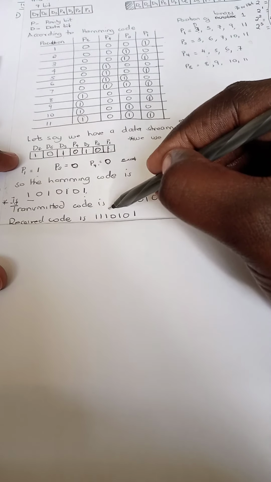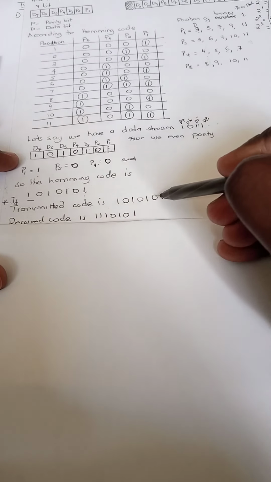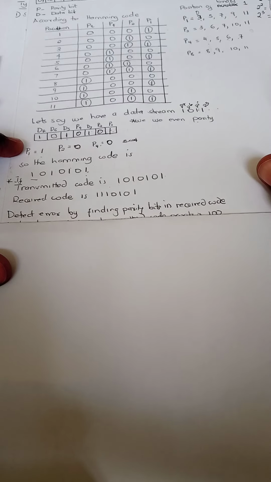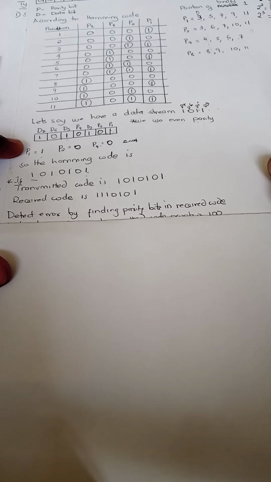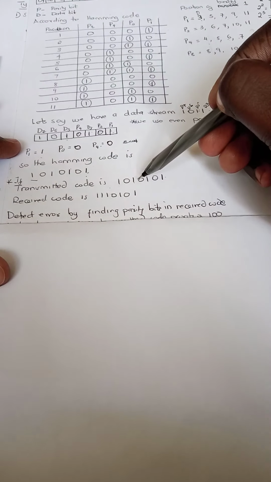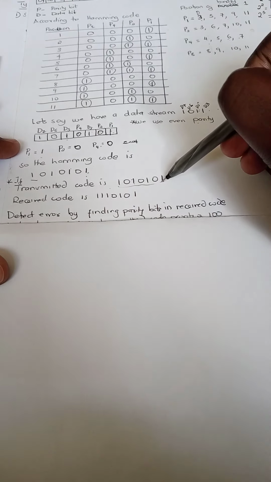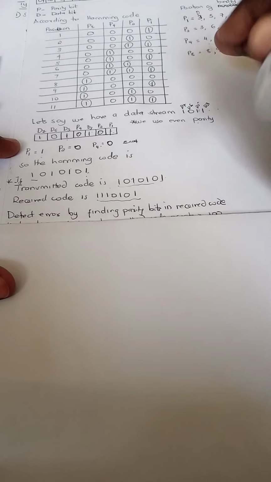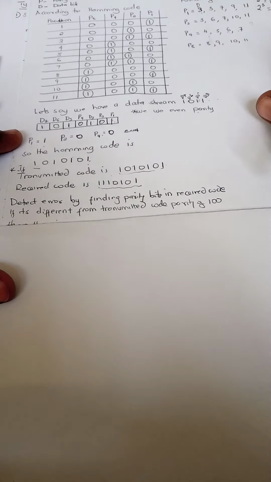Okay, so this is the code that will be transmitted, 10101001. So for example, we want to detect an error that has occurred during transmission. So we'll take the example of our Hamming code, this is what has been transmitted, okay, and the received code is this. So we want to detect the error.